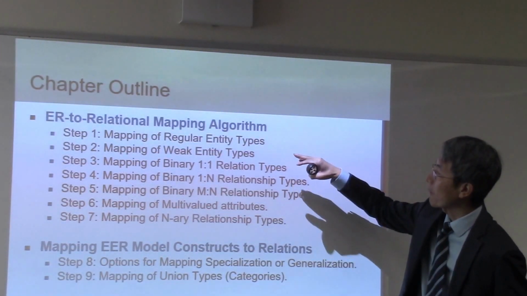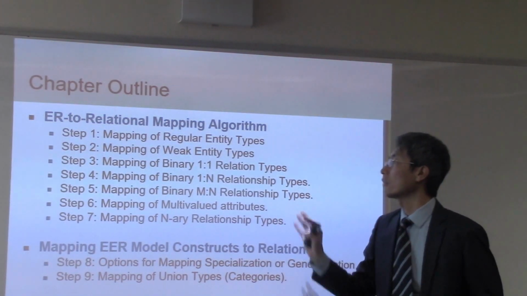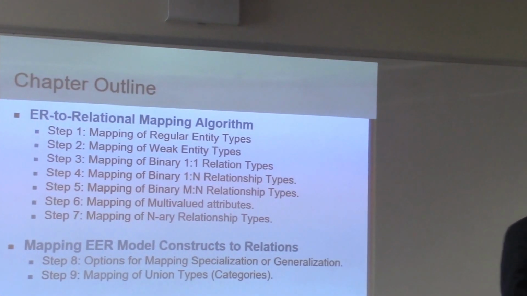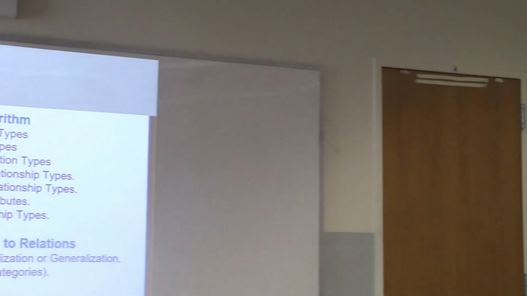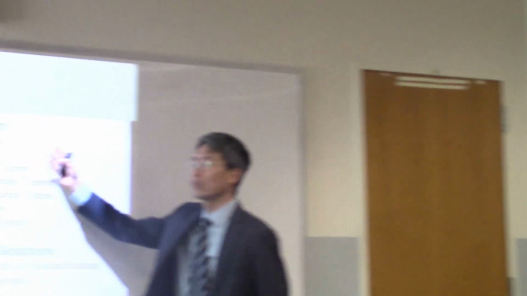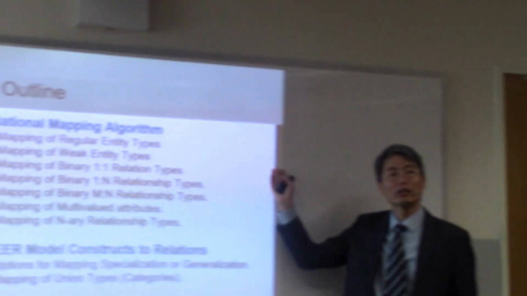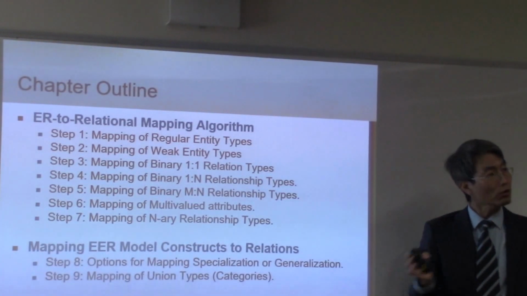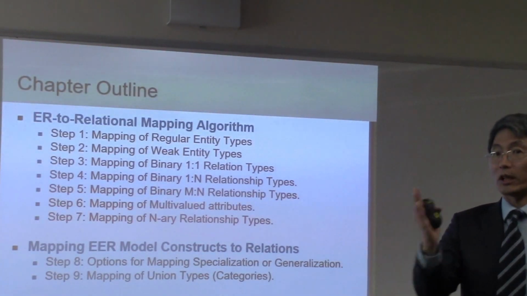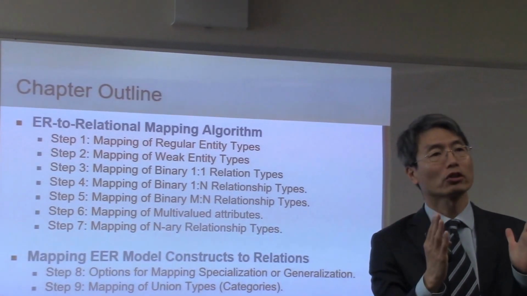In steps 3, 4, and 5, it is the relationship in the ER model. There are 3 cardinalities of the relationship: one-to-one, one-to-many, many-to-many. So in case of one-to-one, there are 3 different ways. One is we can merge two entities. Why? Because it's one-to-one. One-to-one means it's the same thing, right? So we can merge it into one.